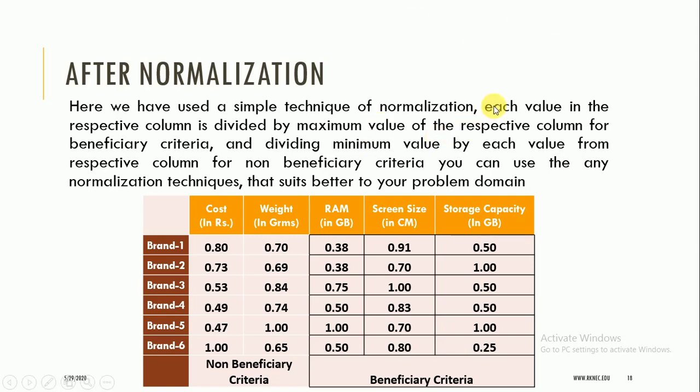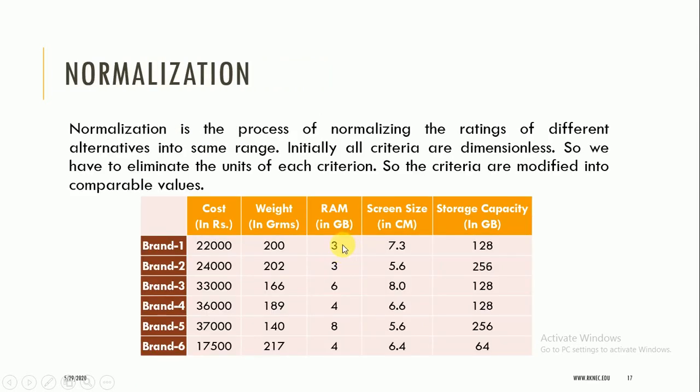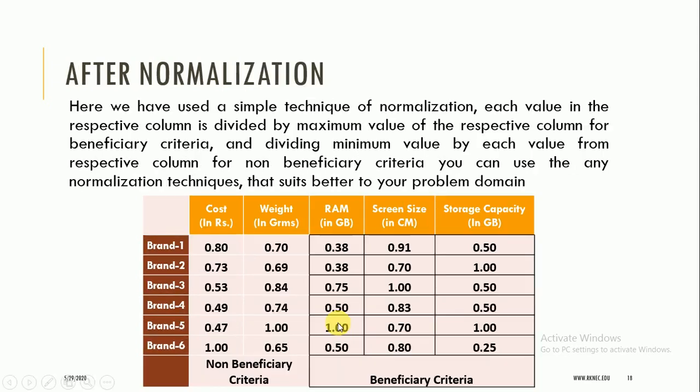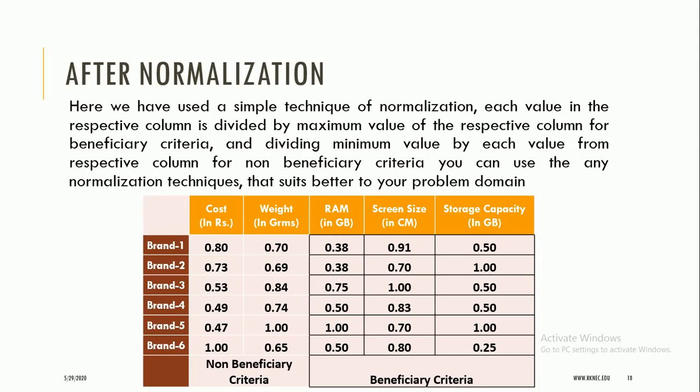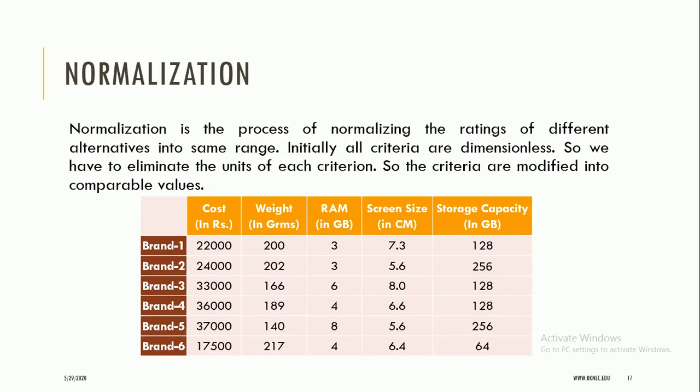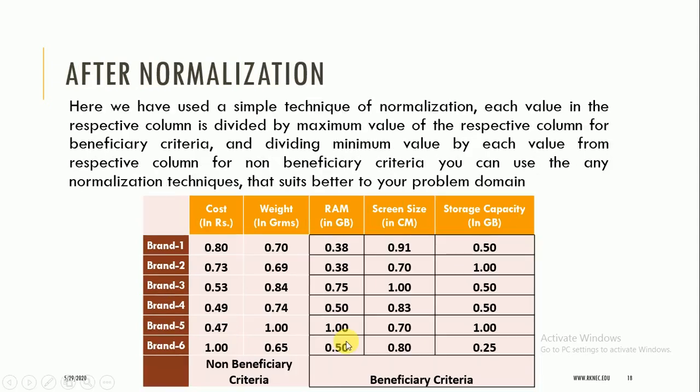Consider that each value in the respective column is divided by the maximum value of that column for the beneficiary criteria. Whenever we say the criteria is beneficiary, 3 divided by the maximum value, 3 divided by 8, comes out to be 0.38. Again 3 divided by 8, 0.38. 6 divided by 8 gives 0.75. 4 divided by 8 gives 0.5, and 8 divided by 8 is 1. So we divide each cell value by the maximum value for the beneficiary criteria.